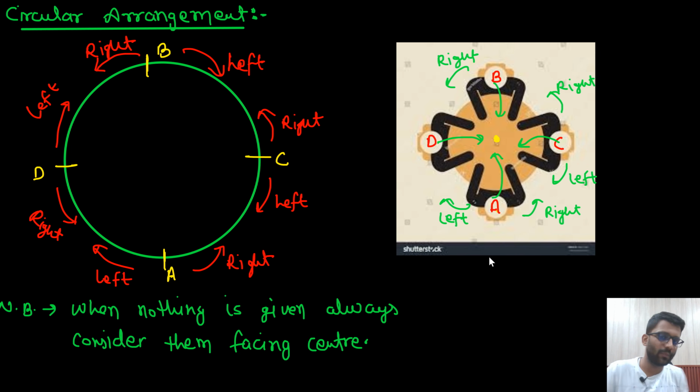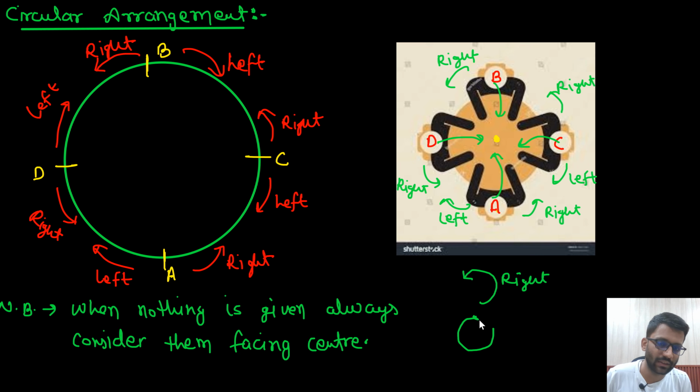And in the same manner, if you put yourself at the place of D, this will be your right. So basically, right is in the anti-clockwise direction. You can see right, right, right, and right. And what about left? Left is in the clockwise direction, if they are facing the center. So when nothing is given, you have to consider they are facing the center.